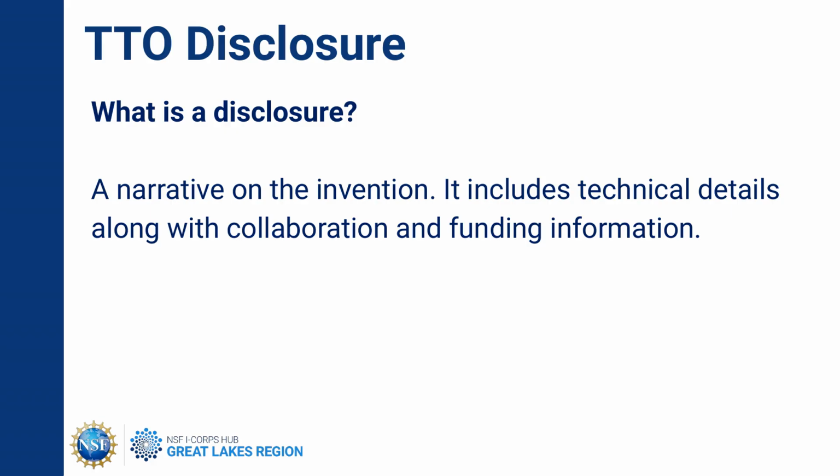A disclosure is basically a narrative of the invention. It includes technical details along with collaboration and funding information. Often the disclosure represents an invention in its earliest stages, so the Technology Transfer Office is looking for the observable or anticipated value of the invention. That helps support their future decisions about how to pursue protection.